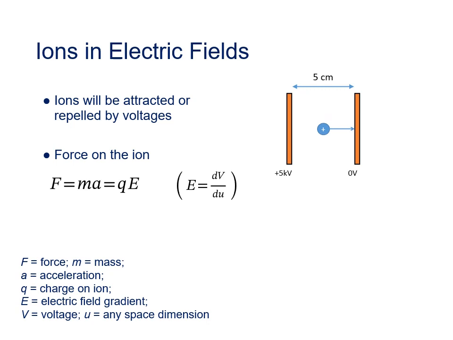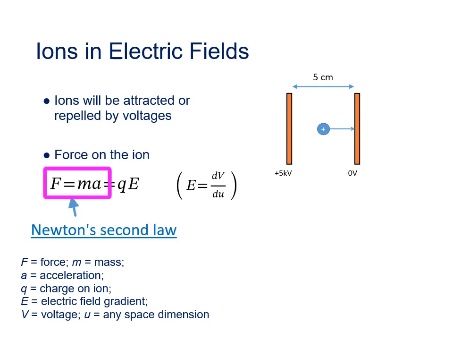Now if the ion was at rest and is now accelerating, that means that some force has acted upon it. If you remember your school level physics, the force applied to an object equals its mass times its acceleration. This is Newton's second law. You can click on the link to find out more. But where does this accelerating force come from?